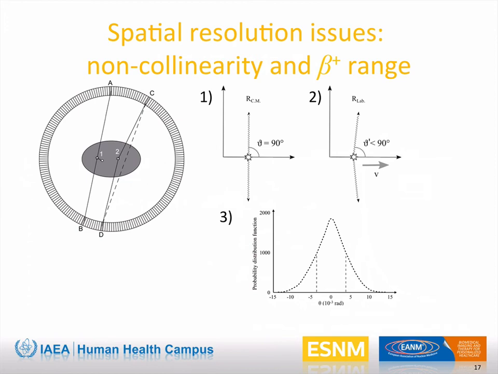Another important factor contributing to the degradation of the spatial resolution in PET is the non-collinearity of the two photons. In fact, when the positron annihilation occurs with an electron of the medium, in first approximation it is assumed that both the positron and the electron are at rest. In this case, because of energy and momentum conservation, the annihilation can only generate two gamma rays of 511 keV each, that are produced back to back, as in figure 1 in this slide.